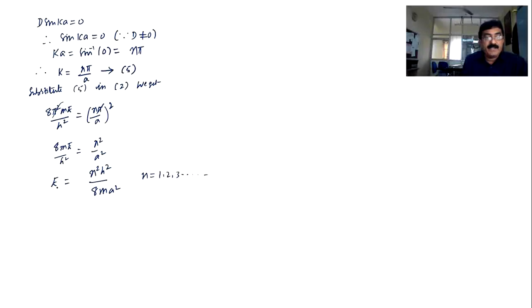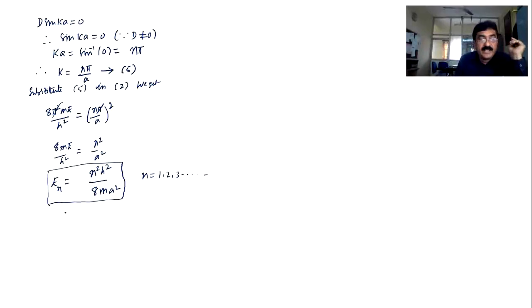Since it is depending on n, I write this as En. So this is the equation for energy eigenvalue. So one part is complete. I have derived the expression for energy eigenvalue: En is equal to n square h square by 8 m a square.